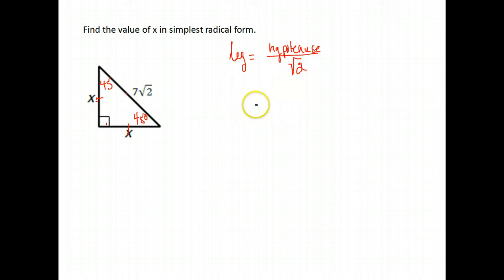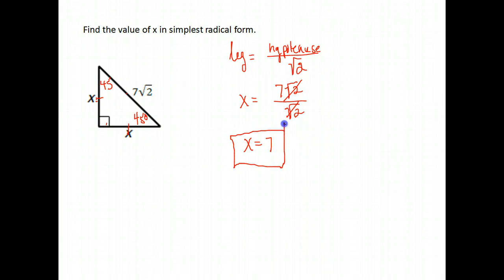Okay, so then we just substitute the things we have. The leg is my x, the hypotenuse is 7 times the square root of 2, and I'm dividing that by the square root of 2 to find my x. Now root 2 divided by root 2, those cancel, and I just get that x is 7. Okay, they say simplest radical form, but there were no radicals left, so that would just be my answer.